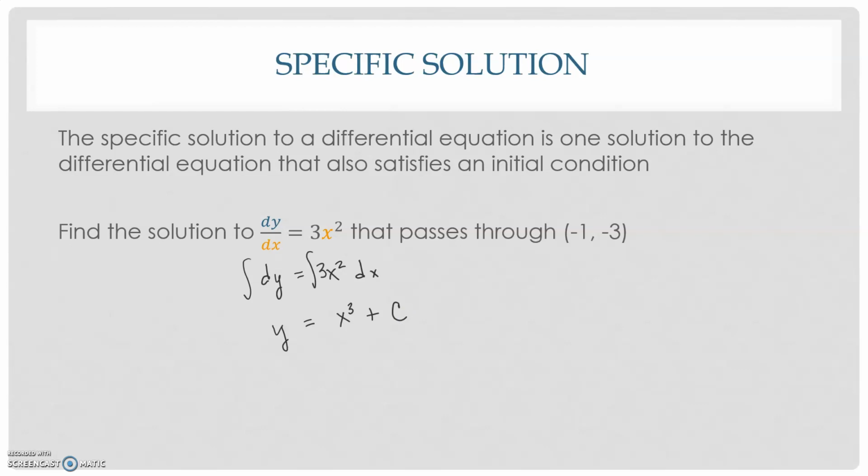And then we're going to plug in our initial conditions. So we have -3 is equal to -1 cubed, which is still -1, plus c. So c would be -2. And it's really tempting to circle that as your solution, but your solution is the equation, remember? So your solution would be y equals x cubed minus 2. This constant is no longer an arbitrary constant. It's an actual value based on our initial condition.